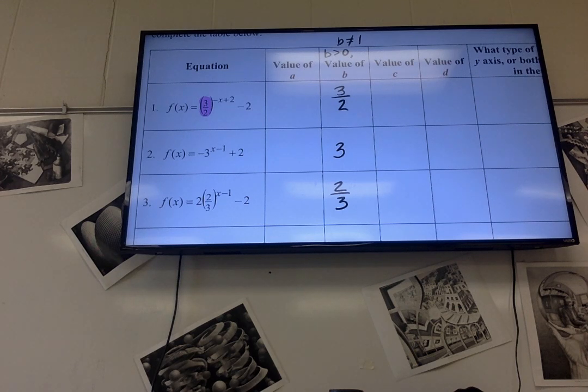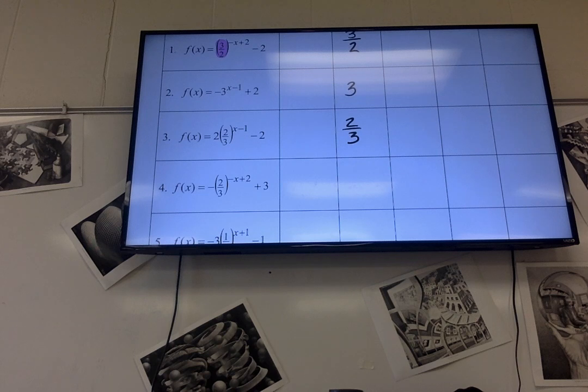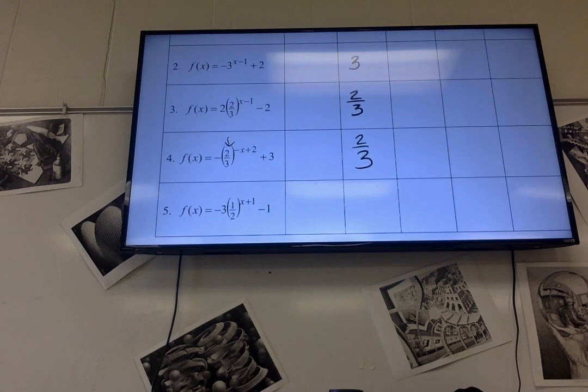Okay. Lucy, what'd you get for number 4? Yep. For number 4, it's 2/3 again, because that's the number it's raised to the power. And Candy, what about 5? Yep. Again, that's the number that's being raised to the power. Now, the reason why it's important to figure out b is it's going to help us figure out whether it's an exponential that increases, or decays, or decreases.